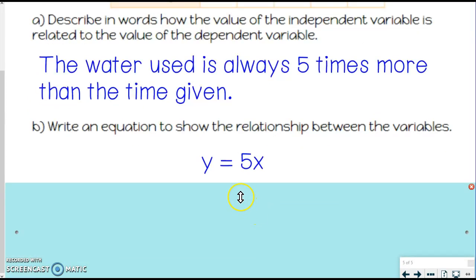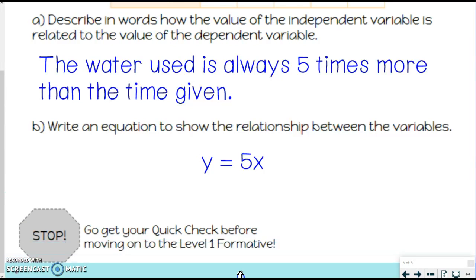So again, you need to stop and, oops, it said go get your quick check. I mean that you need to, oh yeah, go get your quick check before moving on to level 1 formative. Sorry, got a little confused there. So go get your quick check. Make sure you get that taken care of before moving on to the level 1 assessment. You can do it.